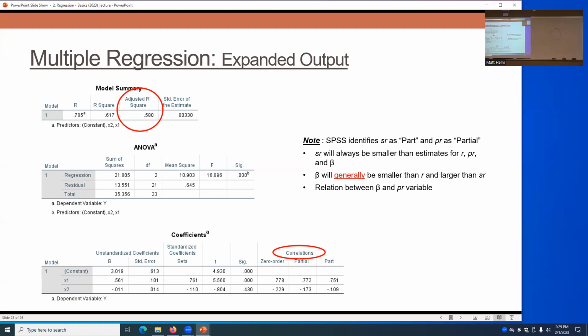Okay. Other thing that will happen too, in terms of thinking about interpretations: we look at the p-value for X2. What can we say about X2? What do you think, Lindsay?